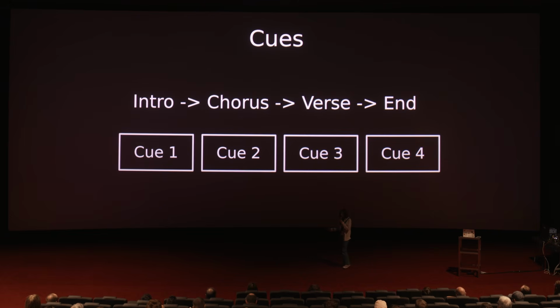When we take a song, we usually split it down into sections. So maybe you have an intro and a verse and a chorus and an ending, and we'll have many more sections than this. And each of those sections will have a cue.